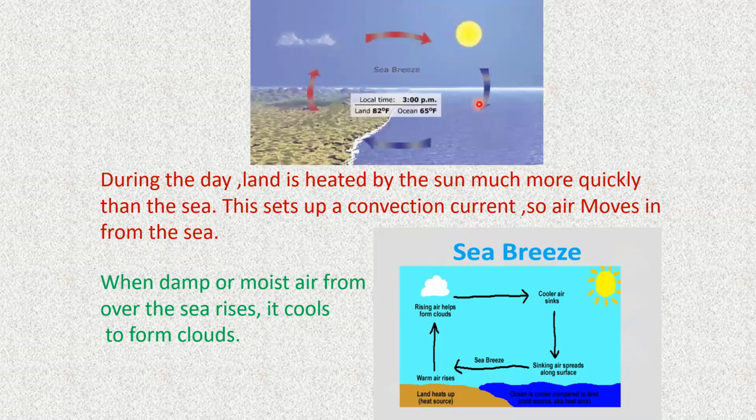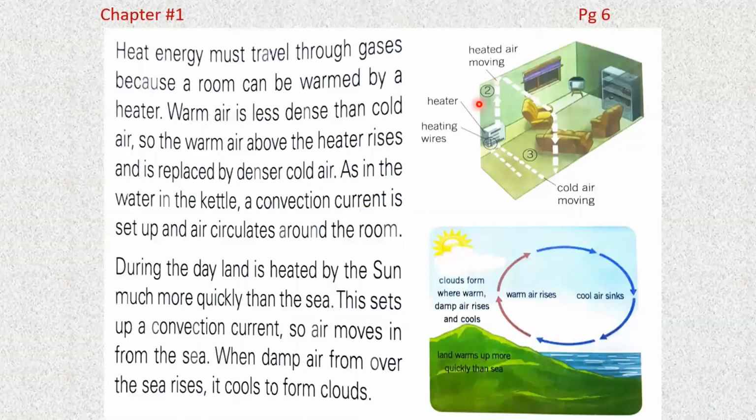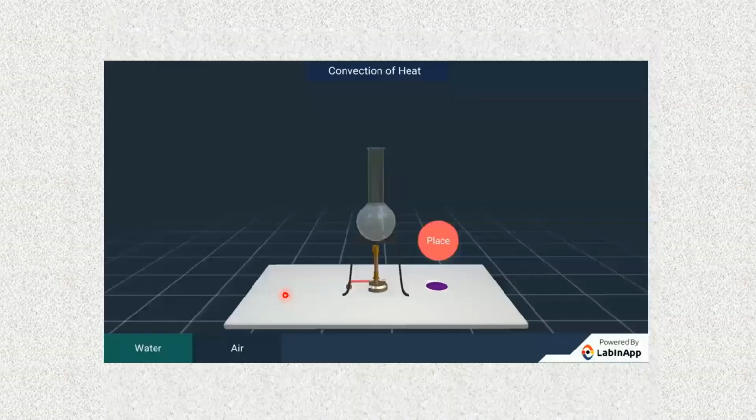When damp or moist air from over the sea rises, it cools to form clouds. Heat energy must also travel through gases, because a room can be warmed by a heater. Warm air is less dense than cold air, so the warm air above the heater rises and is displaced by the denser cold air. As with the water in the kettle, a convection current is set up and air circulates around the room. And this paragraph is about the land and sea breeze, which I explained earlier.